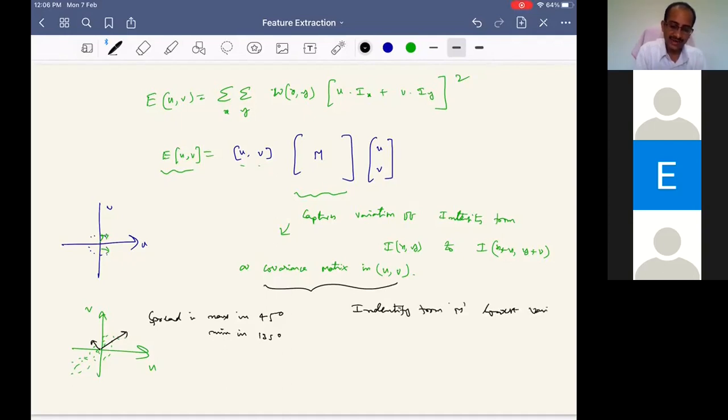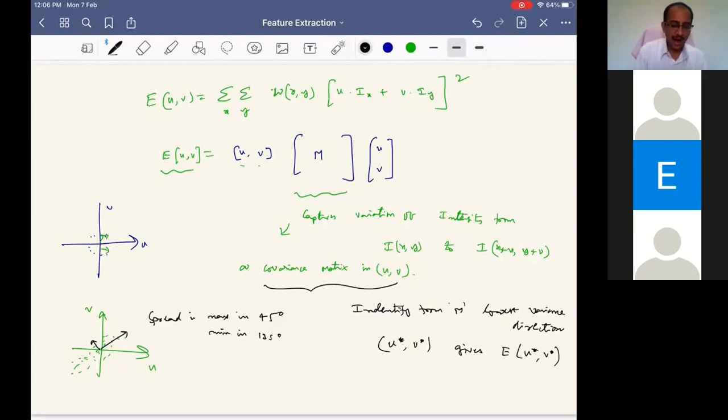Lowest variance direction. That is essentially U star comma V star. And that E gives us directly E of U star comma V star. Is this clear?